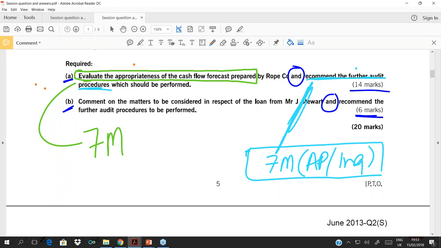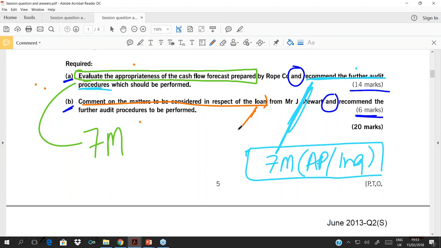The second requirement says comment on the matters to be considered in respect of the loan. What matters will I write here? Is anyone clever among these attendees on the webinar? Who will comment on the matters in respect of the loan? Perfect, MTR. Good answers, all of you were giving that.